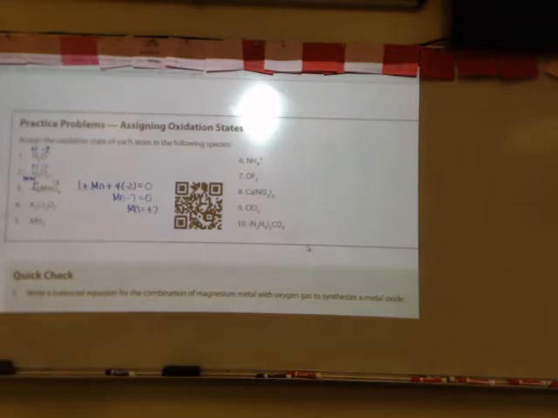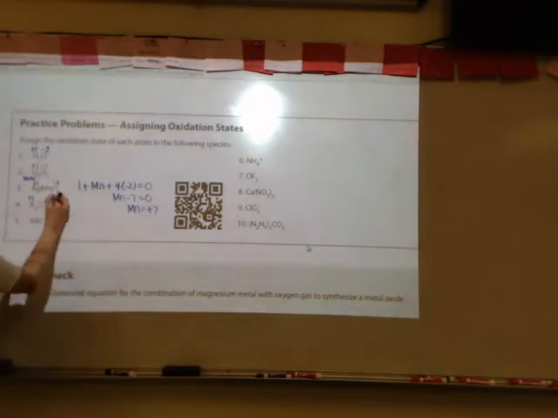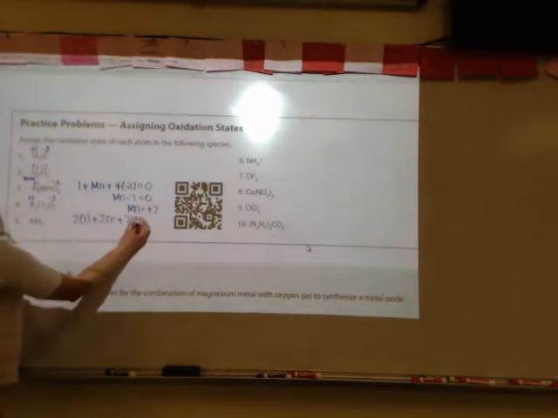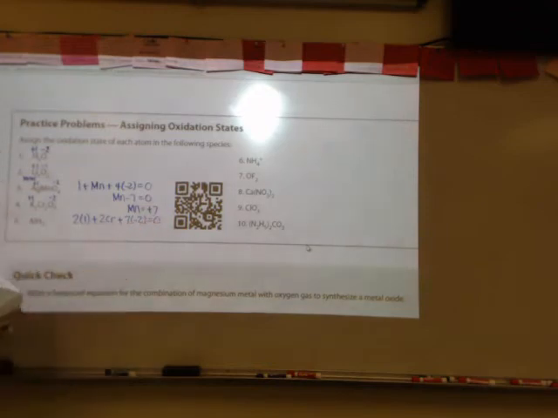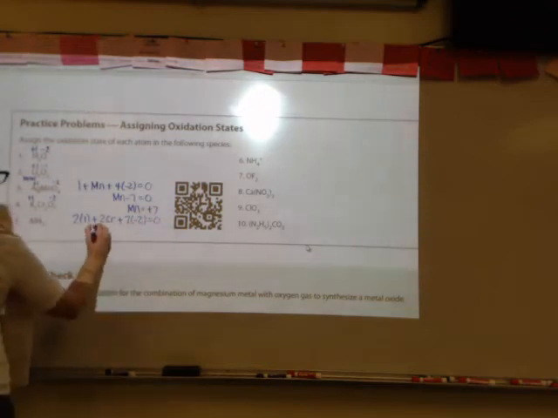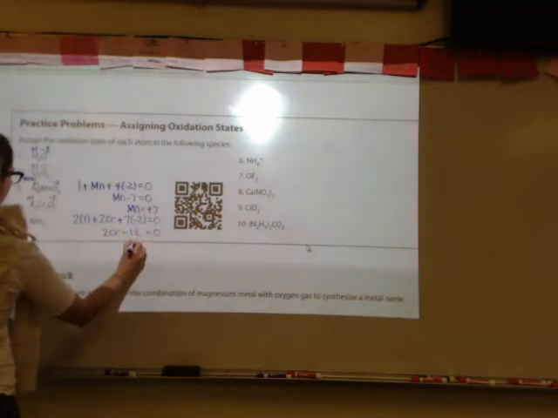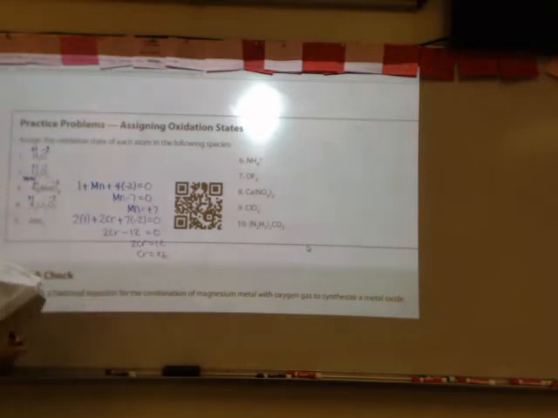For number 4, potassium is in group 1. It's a +1. Oxygen is a -2. We have to calculate chromium. 2 potassiums at a +1 plus 2 chromiums plus 7 oxygen at a -2 add up to 0. So this is 2 minus 14, which is -12. Throw that 12 on the other side and divide by 2. You're going to get chromium as a +6.